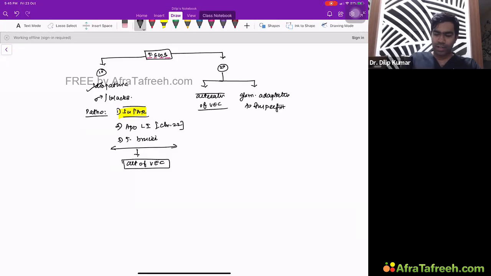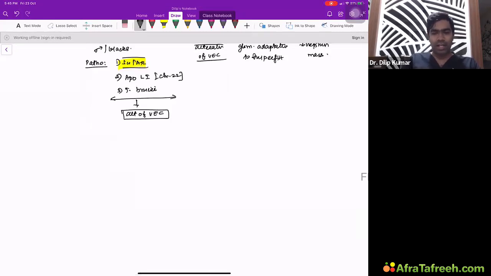Glomerular adaptation to hyperfiltration. And the third one is loss of nephrons, reduced nephron mass. This could be the reason. So as far as secondary causes that alter the visceral epithelial cells are concerned, there are some drugs that alter the porosity and alter the structure of the visceral epithelial cells, like heroin.